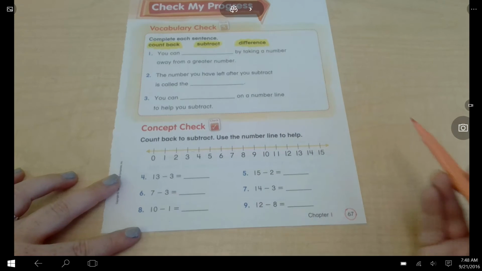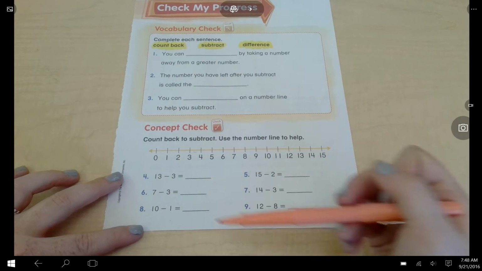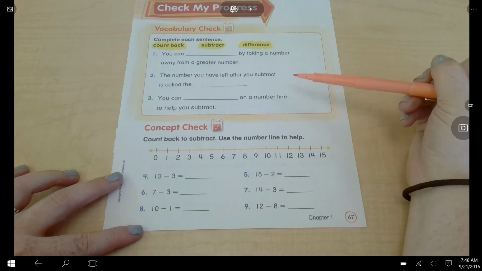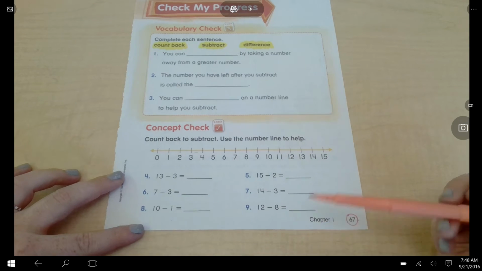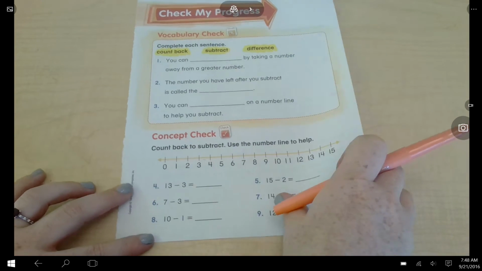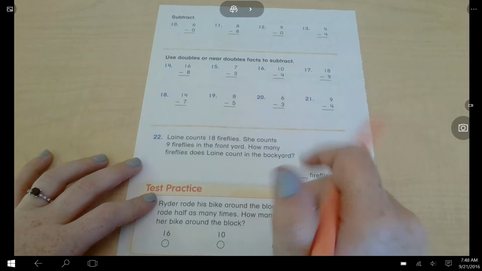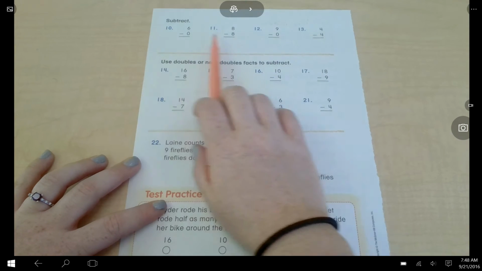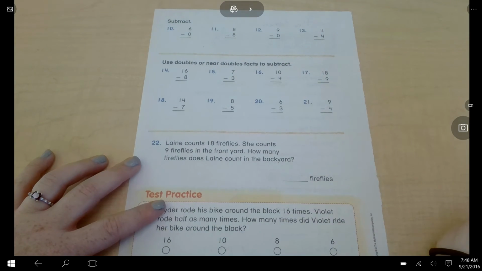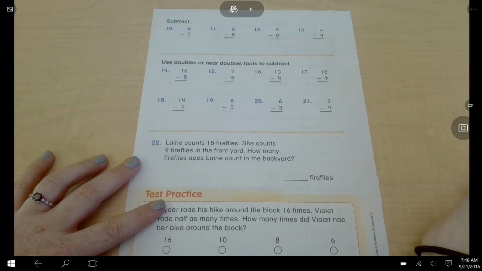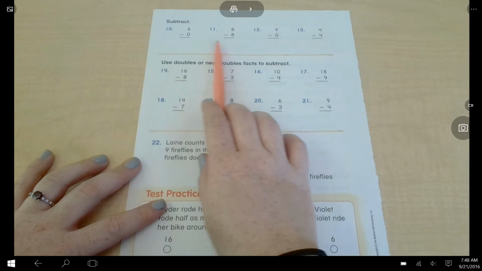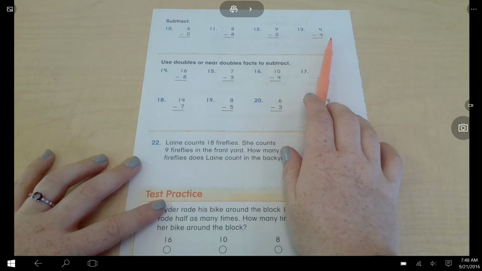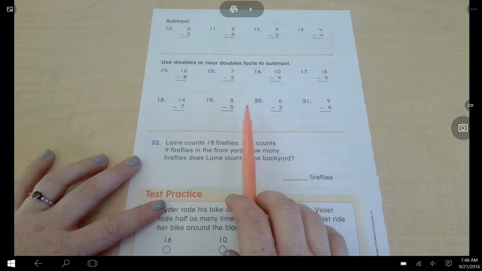You should have just finished this portion. The front page should be all the way done. You have your vocabulary check done and subtraction with the number line done. Turn the page. This part just says subtract. That's all you have to do. Easy. Pause the video. Do that now. You should have just finished this row of subtraction number sentences. We're going to go on to the next part.